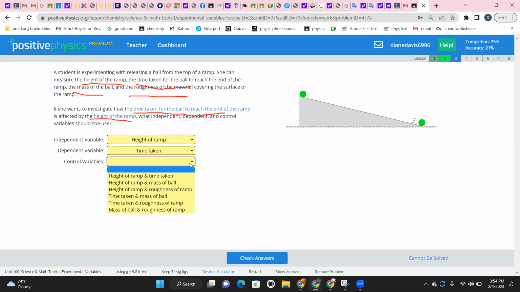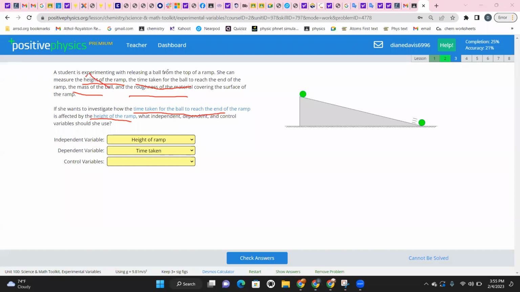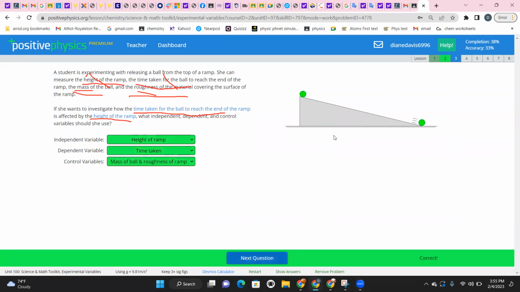And the two that are left over would be the other two variables. So height of the ramp we're changing, and time taken, we're seeing how that's affected. So we're going to keep the mass the same, and the roughness the same. So I'm looking at that one. Okay, so now we'll go on to the next part.